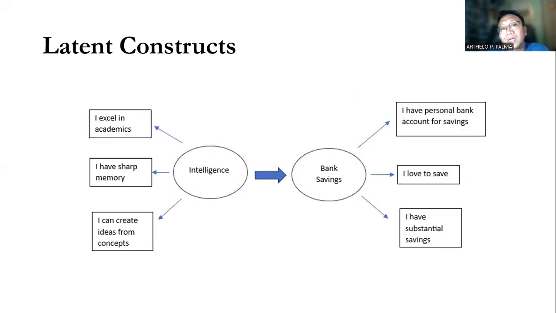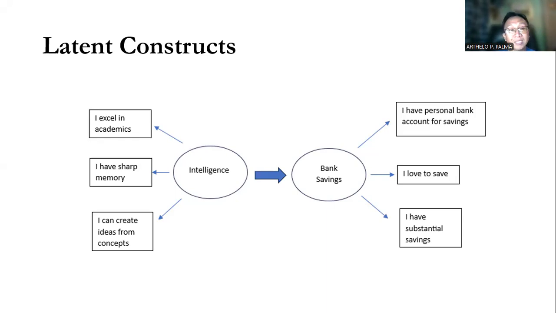Let's go back to the example I gave you. Suppose you conducted an exploratory factor analysis and you found significant loadings, and you name these two groups of loadings as intelligence and bank savings. So the latent variables there are intelligence and bank savings. Intelligence can be measured using these three statements: I excel in academics, I have sharp memory, I can create ideas from concepts.